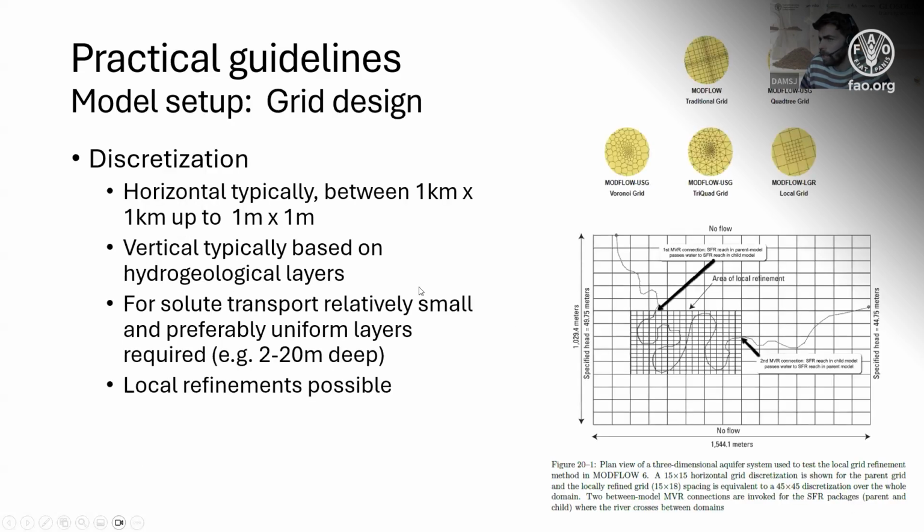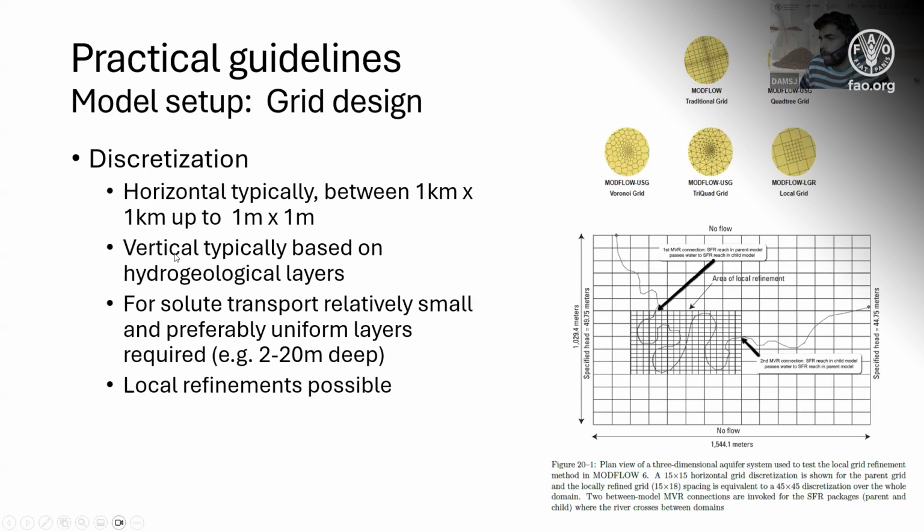So the discretization, very roughly, grid sizes could be between 1 kilometer by 1 kilometer, which is very coarse, up to 1 meter by 1 meter, which is very small. Most often it is somewhere in between, let's say in the order of magnitude of 10 meters by 10 meters for one grid size.